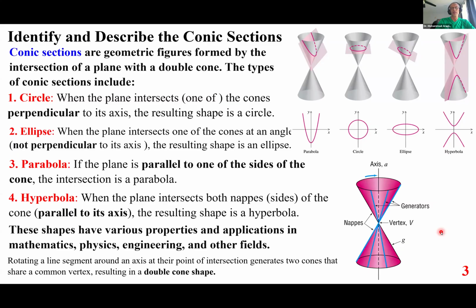Again, that's a double cone. Rotating a line segment around an axis at their point of intersection generates two cones. That's how to generate a cone to begin with. That shares a common vertex, resulting in a double cone shape. So that's the synopsis of how we get those shapes.